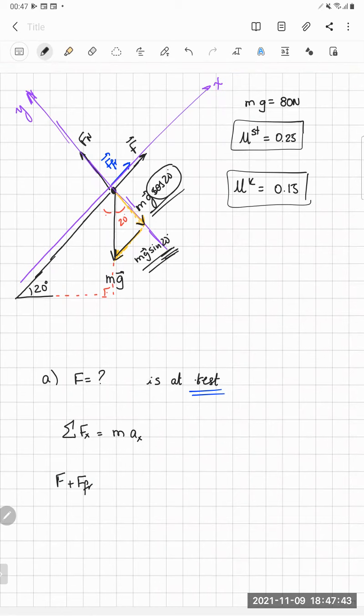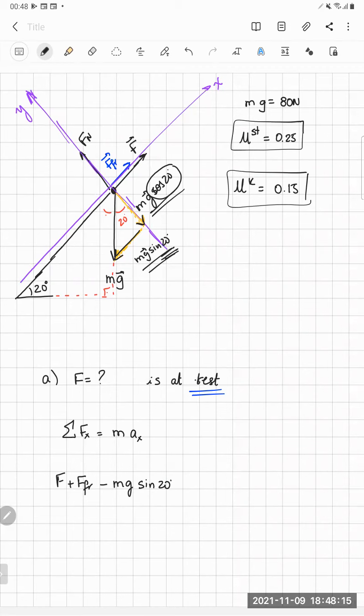And what is trying to bring this object down is the component of the gravitational force, the component of the weight in the x direction. That is opposite to the direction of my frame, that is minus mg sine of 20 degrees. Okay. So this is what we have in the x direction. And what else? Well, that's all. These are all the forces in the x direction.